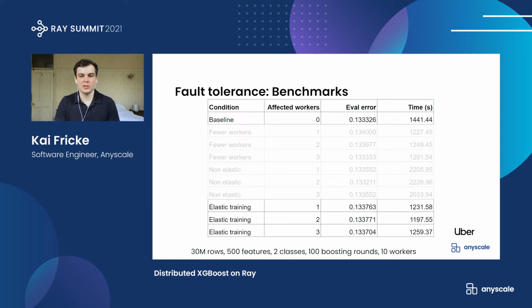Finally, in elastic training, we can see that our evaluation error is ever so slightly worse than in the non-elastic case, but not off by much compared to the baseline, and usually better than in the fewer workers condition. Most importantly, the training time is basically the same as in the non-failing cases. Thus, at least in the case where we have large shuffled datasets, elastic training can give a great speedup compared to other methods without much performance impairment.